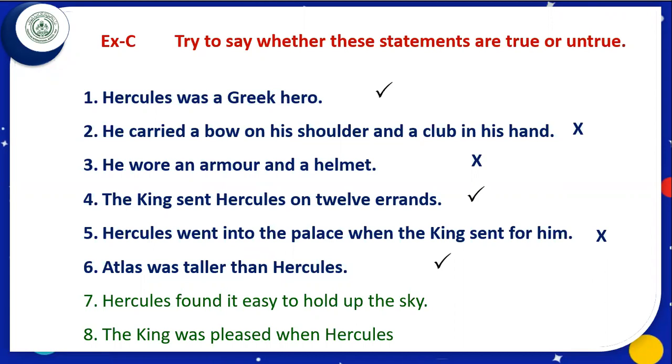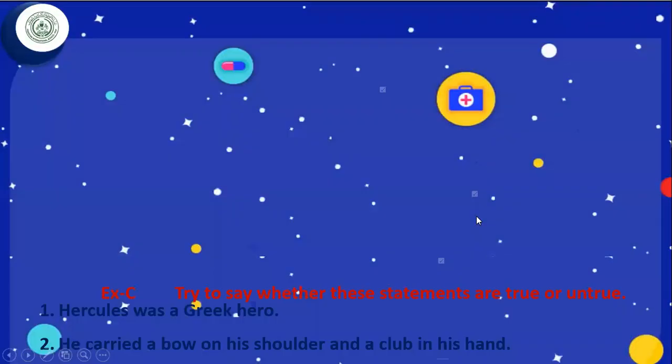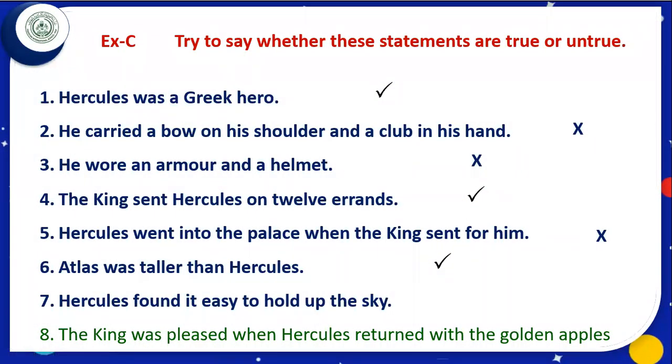Hercules found it easy to hold up the sky. Yes, he held the sky, but was it easy for him? Let us look in the lesson. Here it is written, he soon found the sky very heavy. Oh, he soon felt that the sky was very heavy. This means it was not easy for him to hold up the sky. This means this part is untrue also. Therefore, what shall we do? Put a cross here. Let us move to the next part.